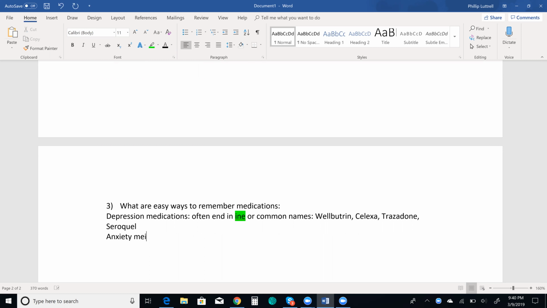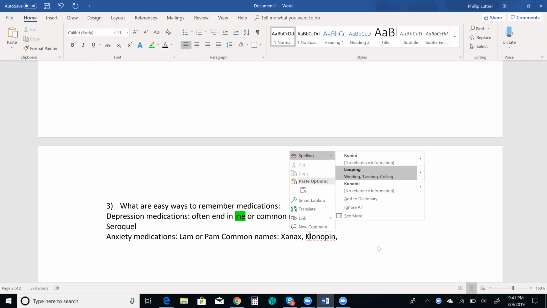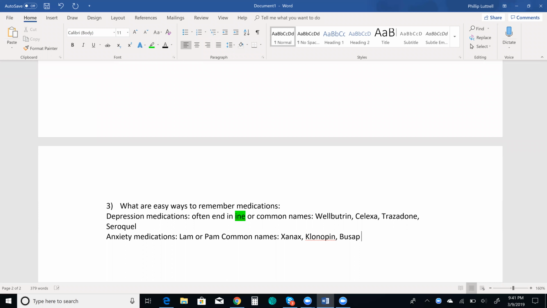Anxiety meds are often going to have LAM or HAM at the end, and the common names are Xanax, Klonopin, Buspar, Valium, etc. And then our mood disorders. No trick here. However, common names include Depakote, Lamictal.